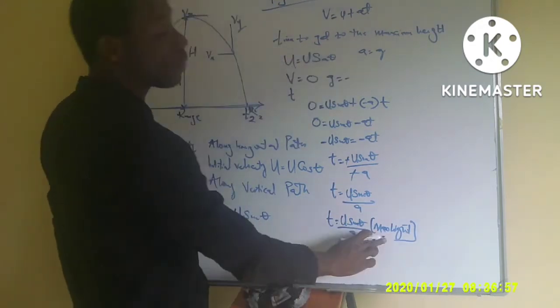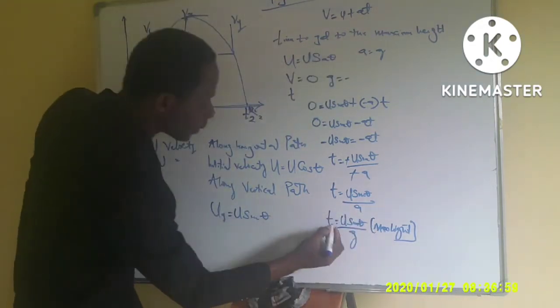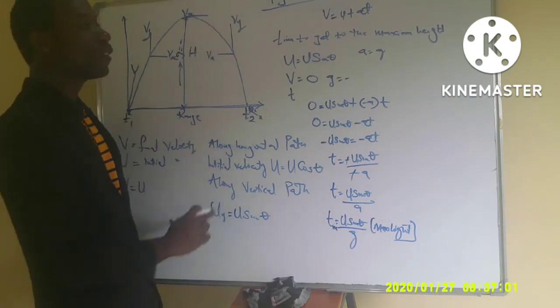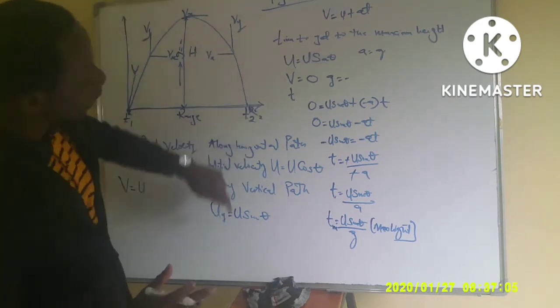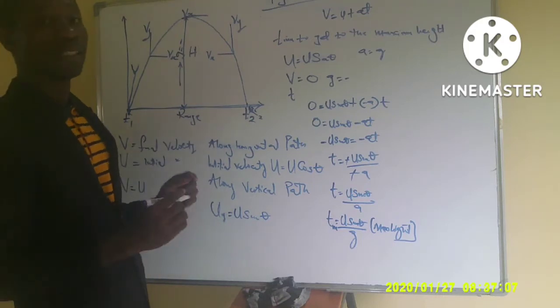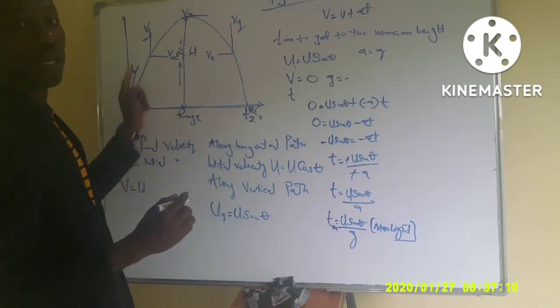Time taken to get to the maximum height. So I can say Tm, the time taken to get to it. So what's the real time of flight? Now the time taken for this thing to come back to the ground again is twice the time taken to get to the maximum height.